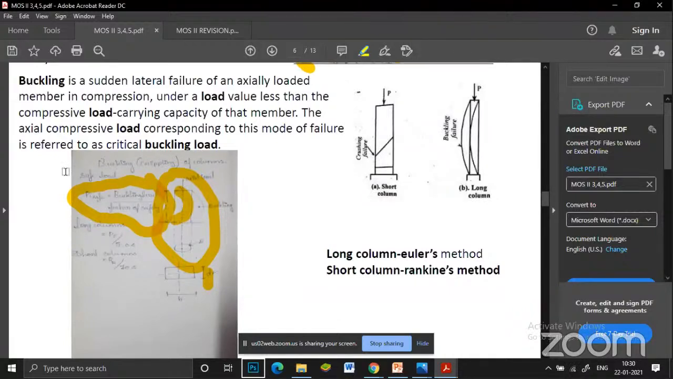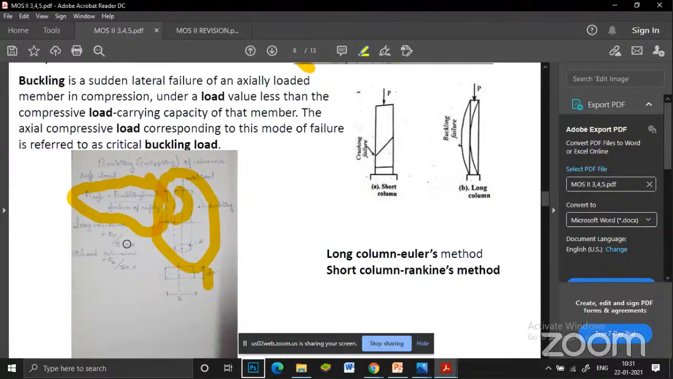So for the buckling load formula, Euler's method is preferred for long columns to find the buckling load, and Rankine's method is preferred for short columns to find the buckling load.